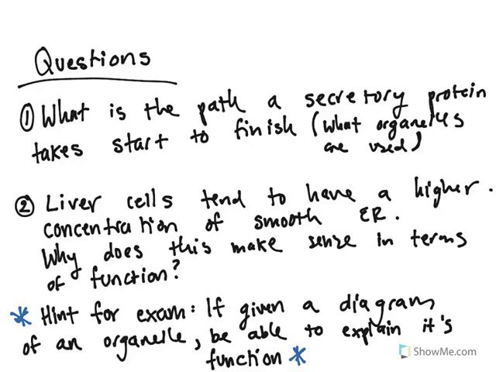Liver cells tend to have a higher concentration of smooth ER. Why does this make sense in terms of function? So again, the whole connection between structure and function is huge. You must understand how those things are related. And then a hint for our test we'll have in class: if you see a diagram of an organelle, you really should be able to identify what it is and also be able to describe its function. So give these questions a try and then check your answers using my explanation in the description.